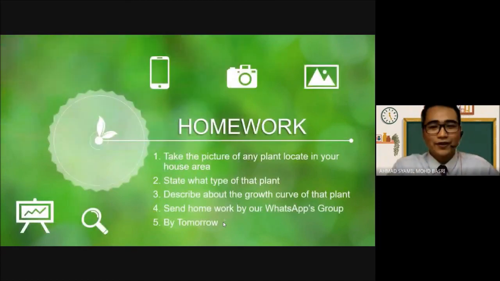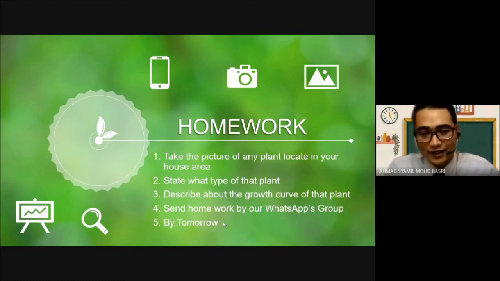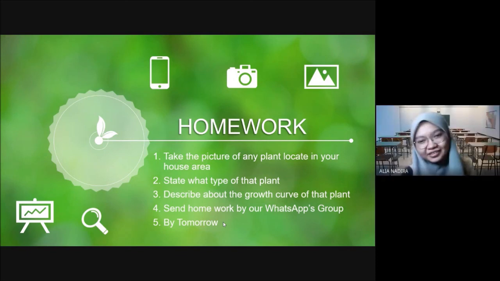Before we end our lesson today, I would like to give you all homework. In this homework, I would like all of you to take a picture of any plant located in your house area, state what type of plant it is, and describe the growth curve of that plant. After that, send your homework to our WhatsApp group. The due date is tomorrow before 5 p.m. Is that clear? Yes, sir.